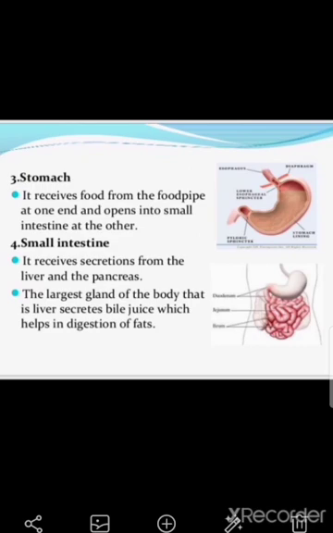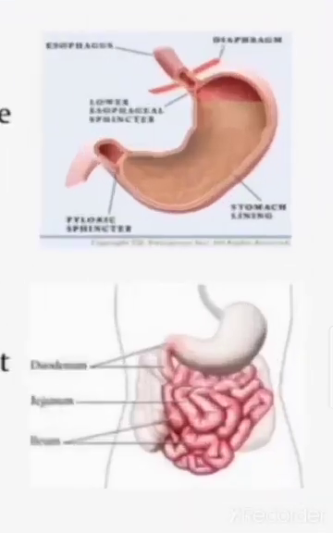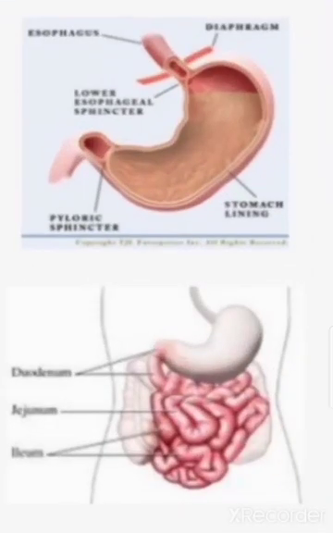After that, the stomach receives the food from the food pipe at one end and opens into the small intestine at the other end. So here is the one end and this is the second.